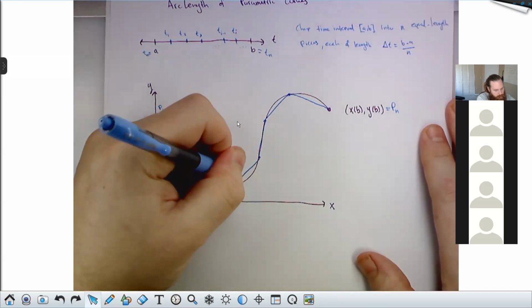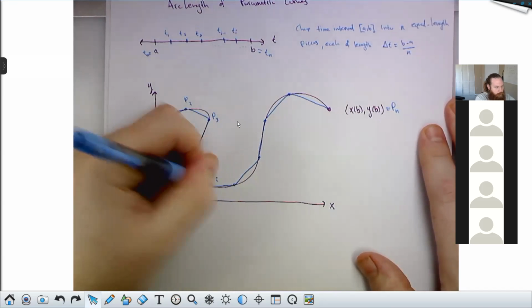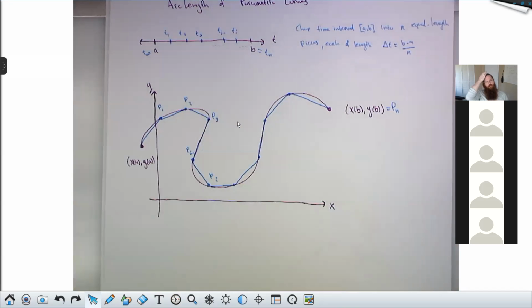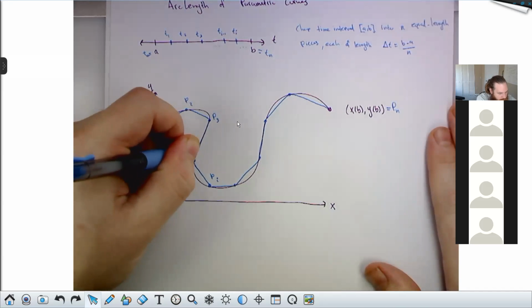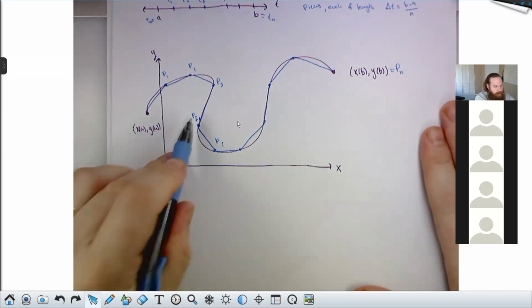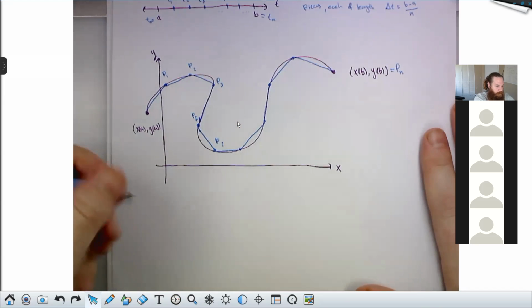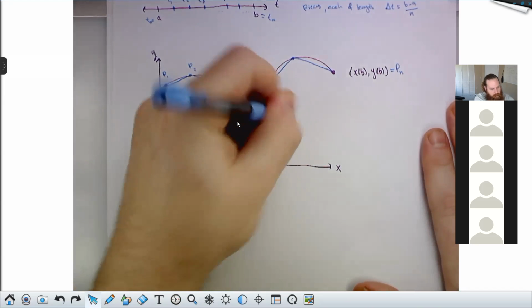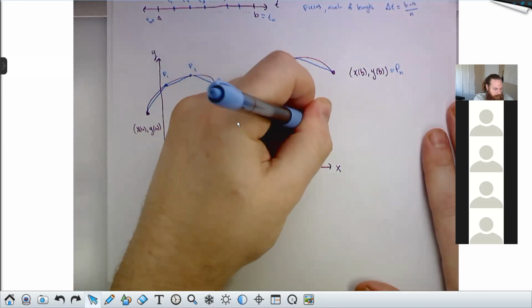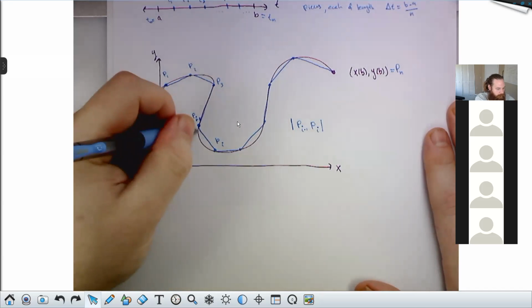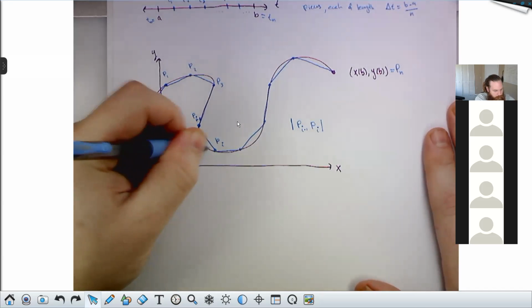As n goes to infinity, the blue is going to stick closer and closer and closer to the purple. So the length of each of these, I'm going to take the pi minus 1 to pi to be my sort of arbitrary guy. The length from pi minus 1 to pi, I can think of in terms of a little right triangle, just like we did before.